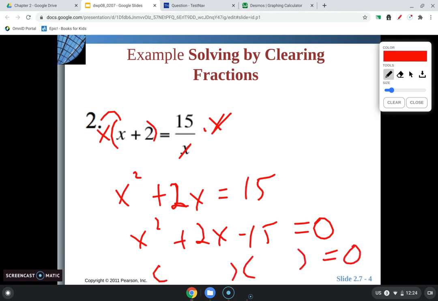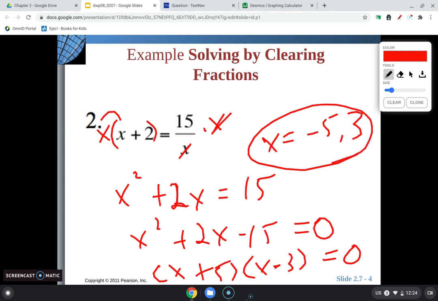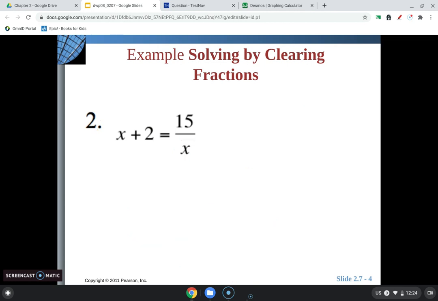Most of these are going to be factorable. Okay, so 3 and 5, I believe, and we would need plus 5 minus 3. So my solutions are negative 5 and positive 3. Zero couldn't have been an answer because that would have been extraneous, because that makes the bottom 0. So we're good. We don't have to worry about it. Negative 5 and 3 are our solutions.